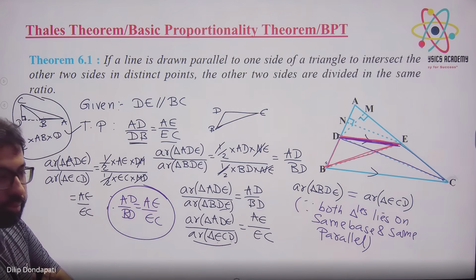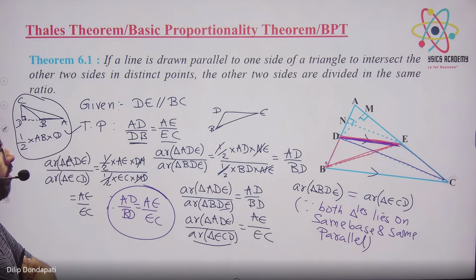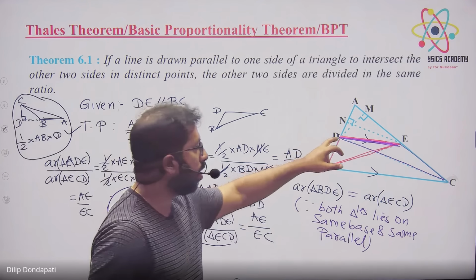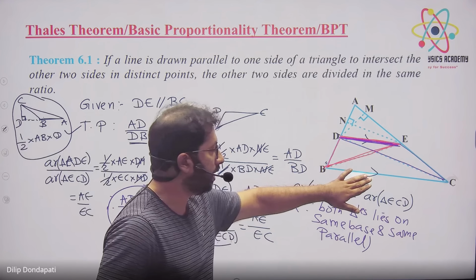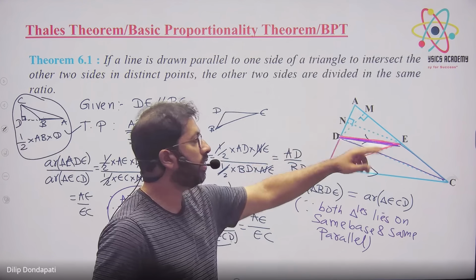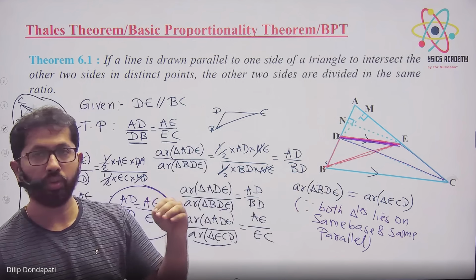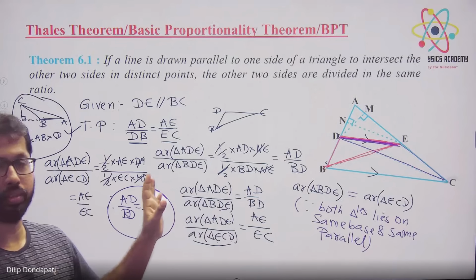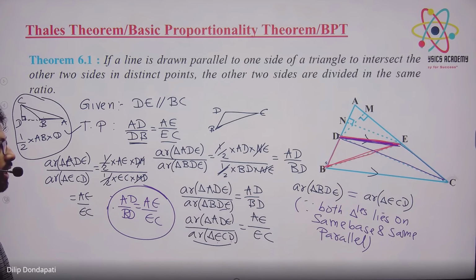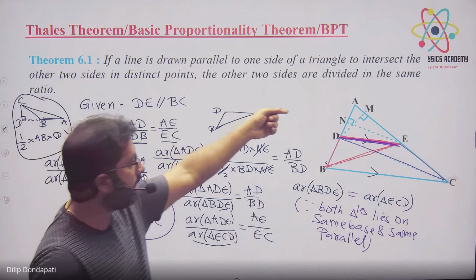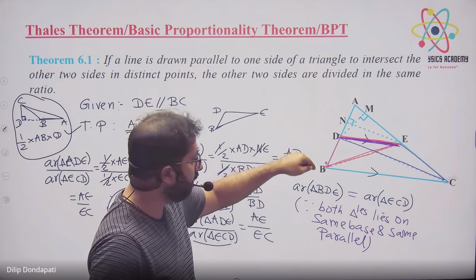So what does the theorem say? Whenever you draw a parallel line to the third side, then the other two sides are divided in the same ratio. That one we have to use for the complete exercise. That only we have to use always. That divides in the same ratio. That means AD by DB is equal to AE by EC.